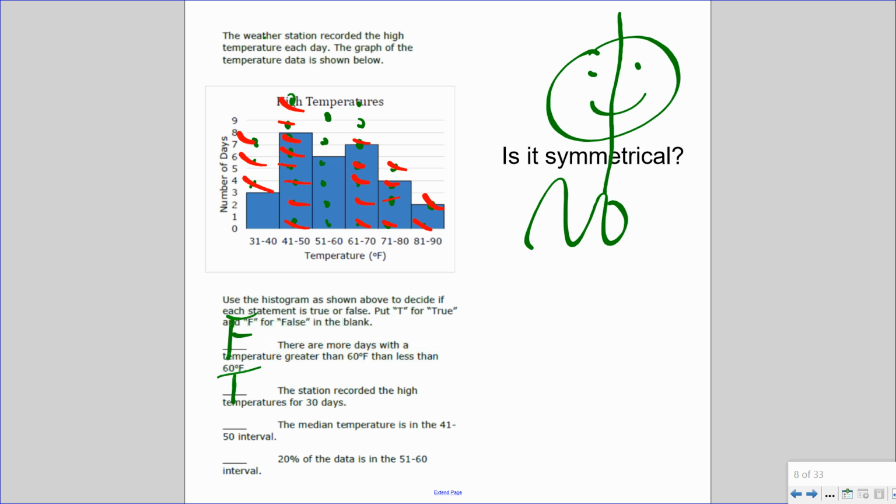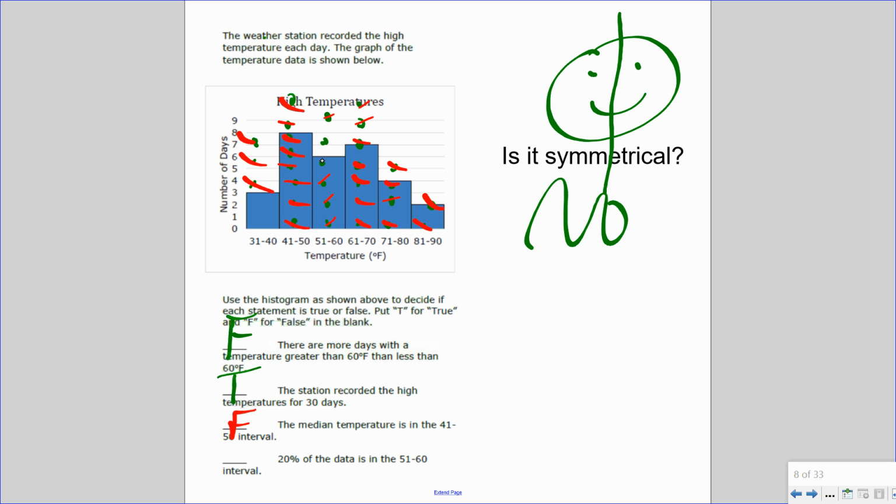Done. So the median would be somewhere in 51 to 60. That is false. The median temperature is in between 41 and 50. No, it'd be somewhere here. And 20% of the data is in the 51 to 60 range.